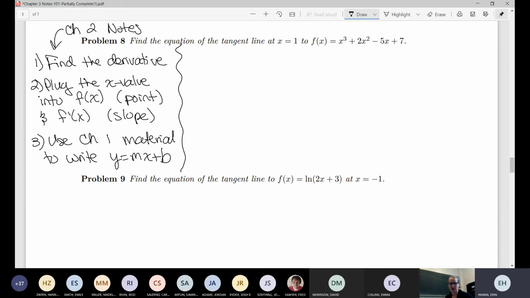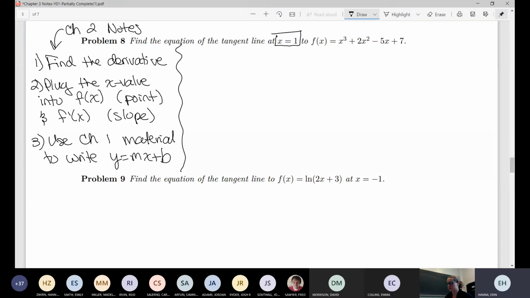I mentioned back then that we were going to do it again once we hit derivative rules, and here we are. But that's a reminder of how it goes. I'll wait like 5 seconds in case someone's trying to frantically write that down. You have it, it's just not in front of your face. So we want to find the equation of the tangent line at x equals 1 for the function x cubed plus 2x squared minus 5x plus 7.